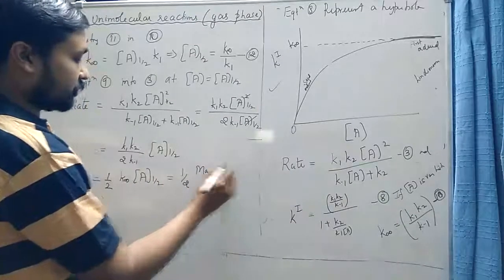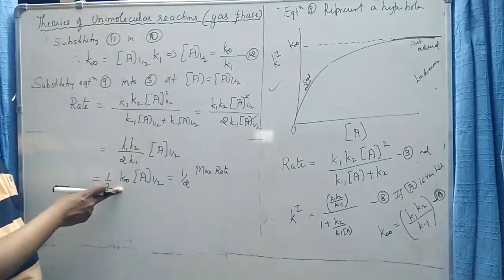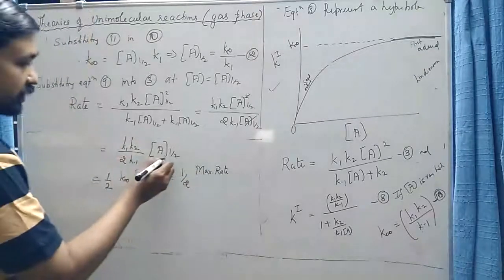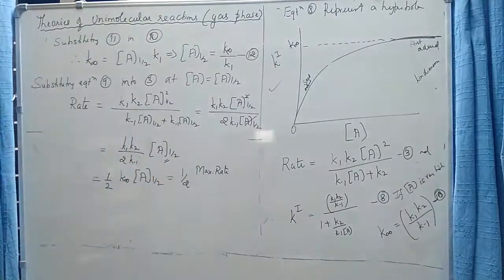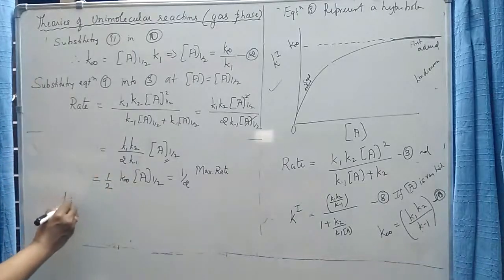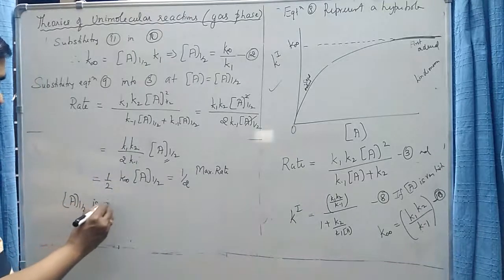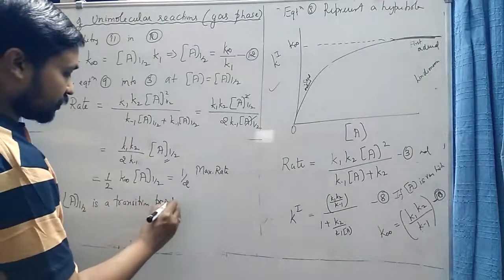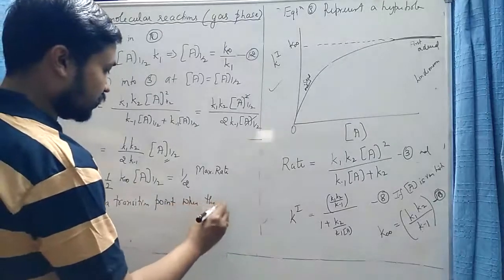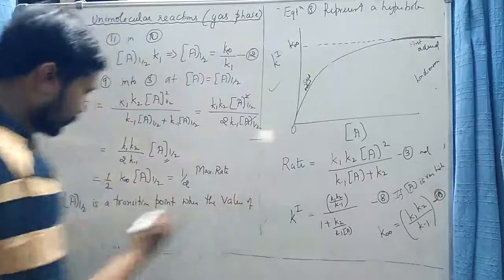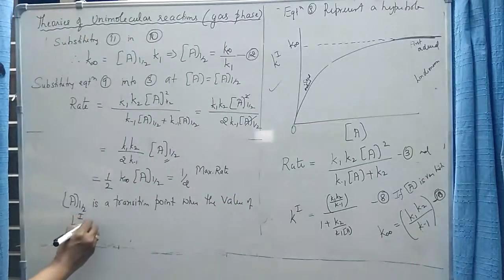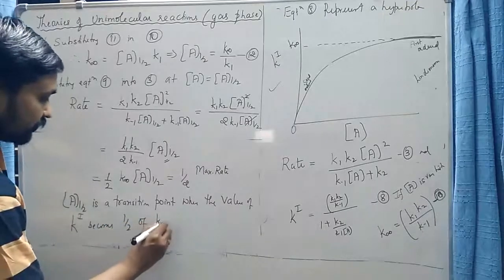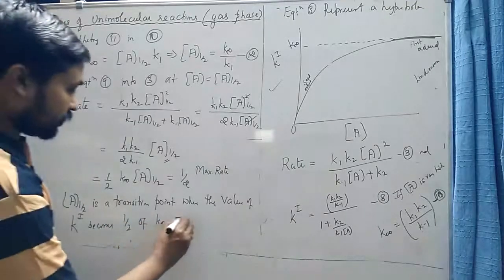Why is it the maximum rate? Because here k1 has its highest value, k infinity. So this is half of the maximum rate. So what is the significance of a half? A half is a transition point where the value of k1 becomes half of k infinity. So what does it mean?